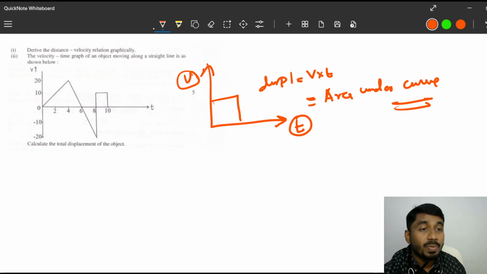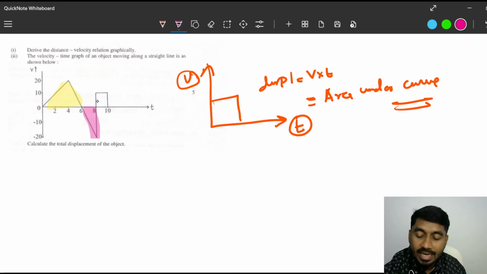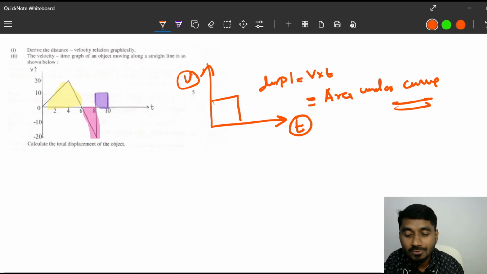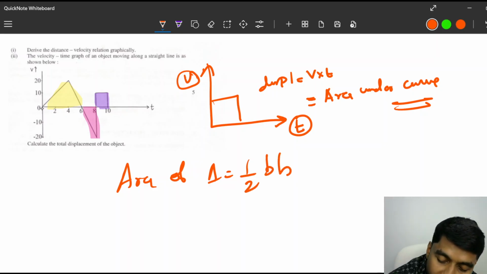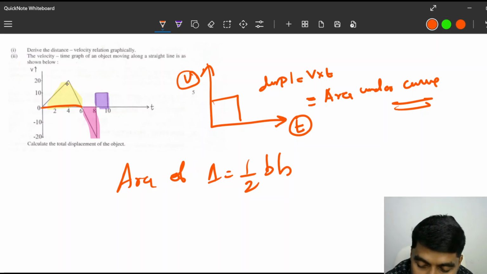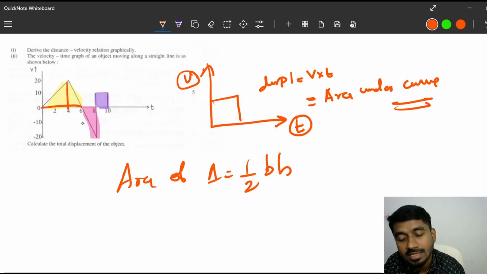First, we can just split this equation or the question into two. First, you find the area of this triangle, then you find the area of this triangle again, then you can find the area of this rectangle. You know how to find the area of a triangle? Area of triangle is equal to half BH. For the first case, what is the base? It is 6. And what is the height? You need to find it. Or else you can just split the triangle into two and you can find the answer.